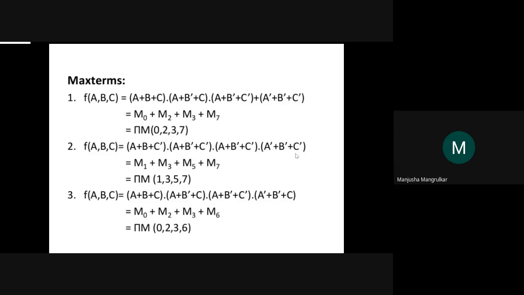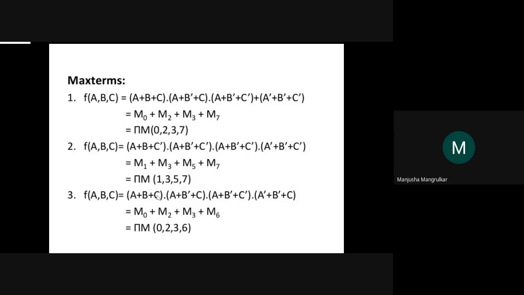So 1, 1, 1. It is 1, 0, 1, 1. Third terms, right? Sorry. These two are the same, A complement, B complement and C, 1, 1. So this is the same term, a repetitive term. So what is this function? 1, 3, 5, 1, 3, 7.